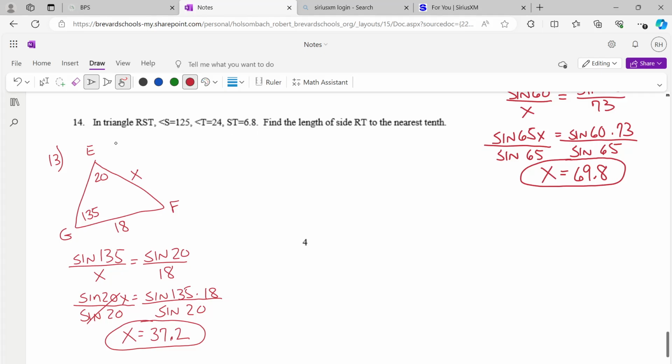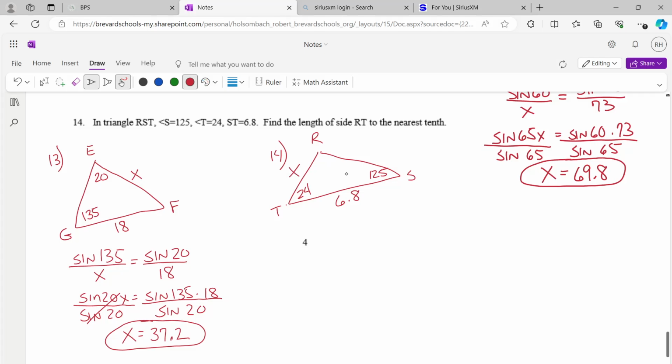All right, and problem number 14. Got triangle RST. Angle S is 125. Angle T is 24. Side ST is 6.8. Find the length of RT. So we need R to T, our variable.